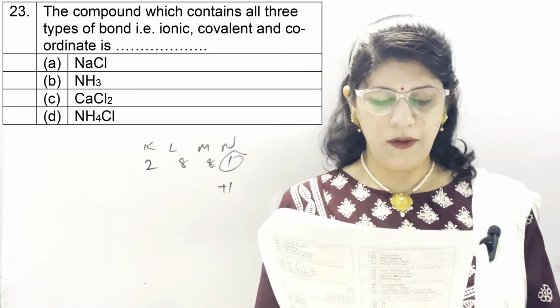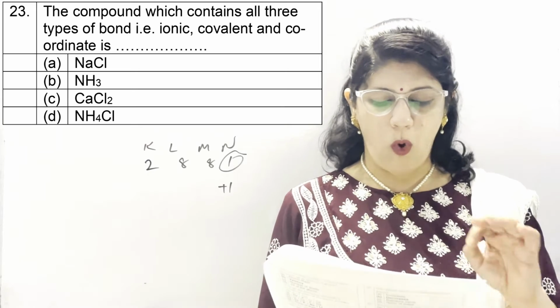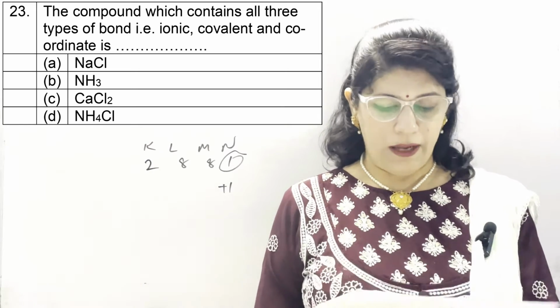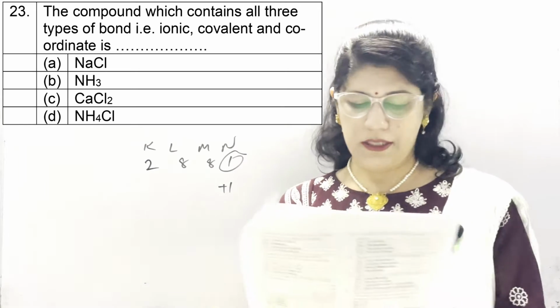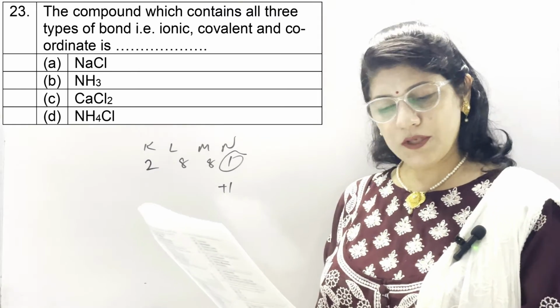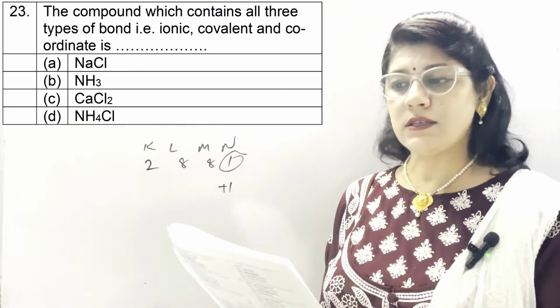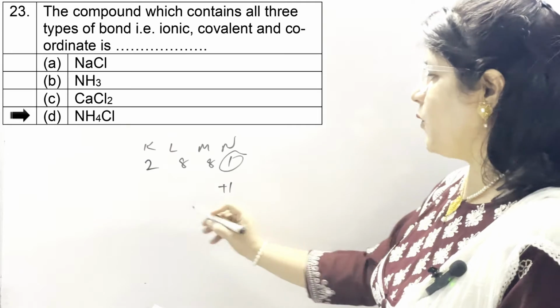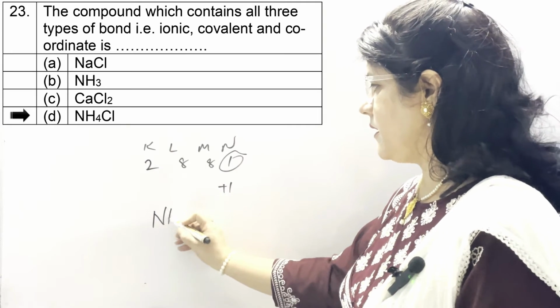Question number 23. The compound which contains all three types of bond: ionic, covalent and coordinate. So the correct option is NH4Cl. Other options are NaCl, ammonia, CaCl2, but NH4Cl is our correct answer.